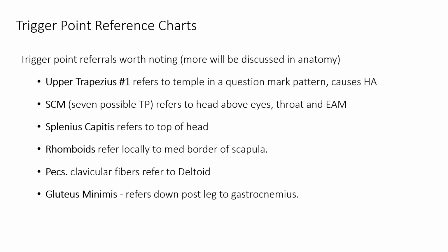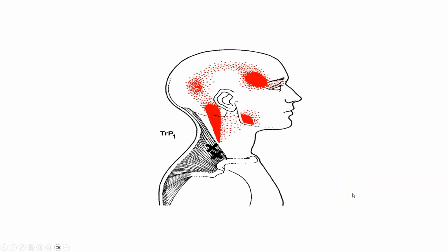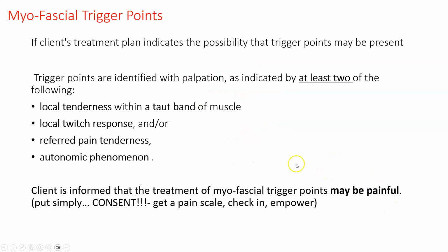For example, gluteus minimus, which is one of the small muscles within the gluteal region, refers down the posterior leg to gastrocnemius, which is one of the calf muscles. And as I've said many times to you, knowing these referral patterns will help you immensely in assessing your client's pain patterns and problems. So again, here's upper trapezius. We can see this question mark that occurs. Again, we'll be talking about that in class.